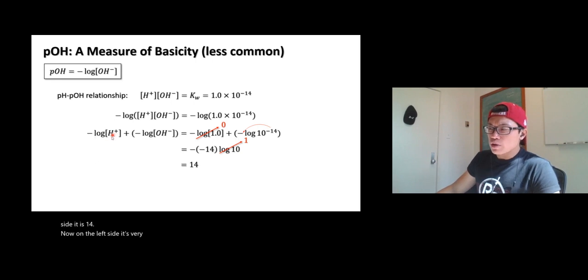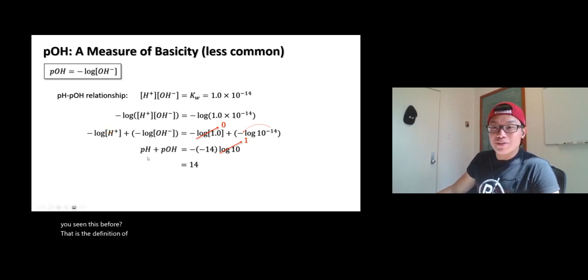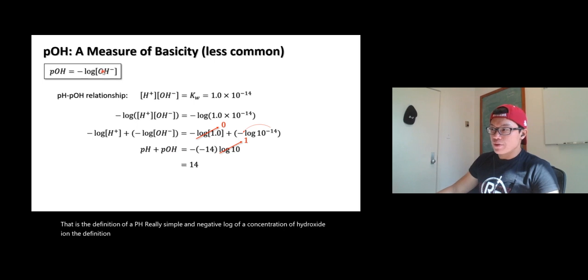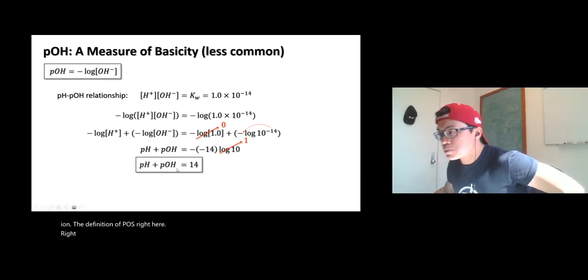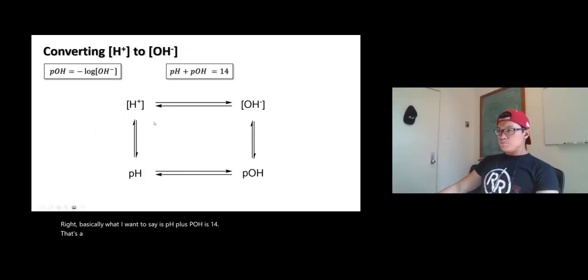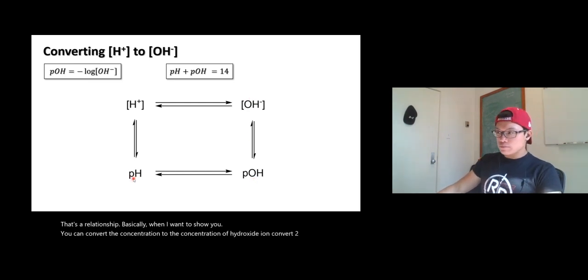Now, on the left side, it's very simple. Negative log of the concentration of proton. Have you seen this before? That is the definition of pH. And negative log of concentration of hydroxide ion, that's the definition of pOH right here. Basically, what I want to say is pH plus pOH is 14. That's the relationship. You can convert the concentration of proton to the concentration of hydroxide ion, convert to pOH, convert to pH.